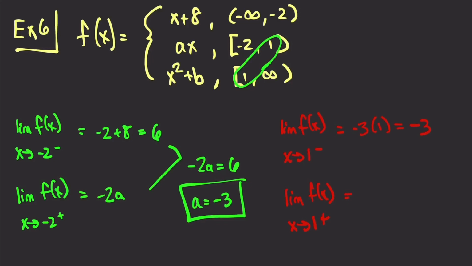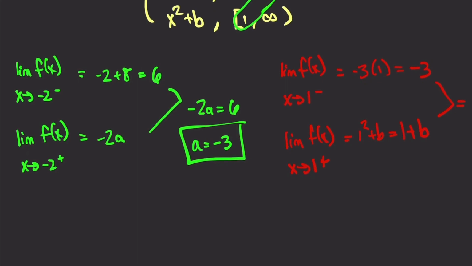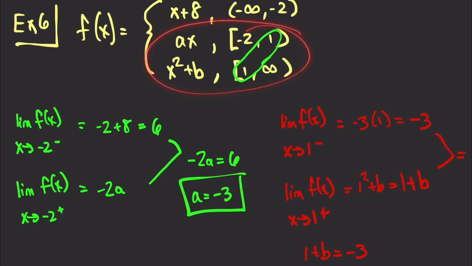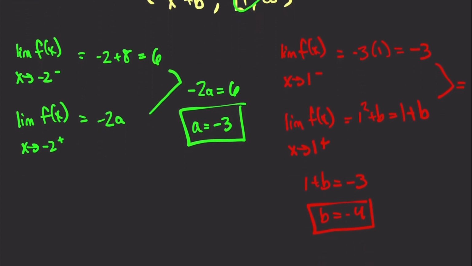And now I need to find the limit as x approaches 1 from the right. That's going to be this, x squared plus b. x is 1, so 1 squared plus b is 1 plus b. So now I need to set these two equal to find the value of b. So I've got 1 plus b equals negative 3. b obviously is going to be negative 4. So when b is negative 4, these two pieces right here will be continuous. So a is negative 3, b is negative 4.